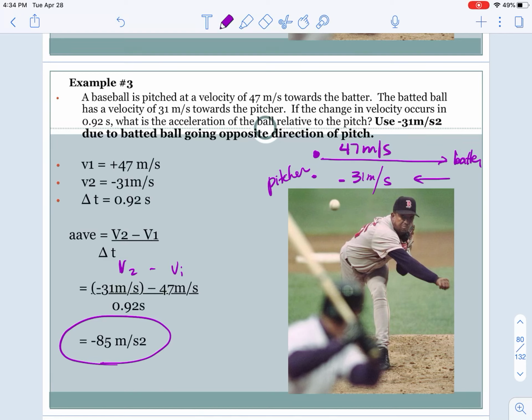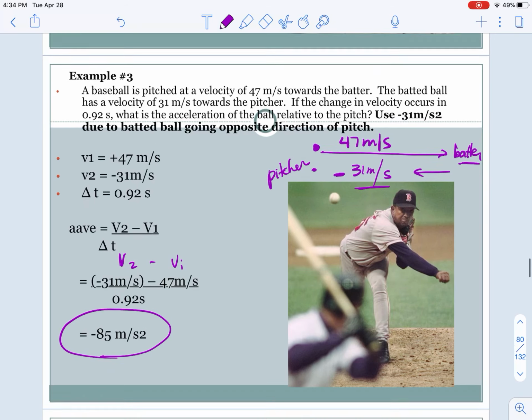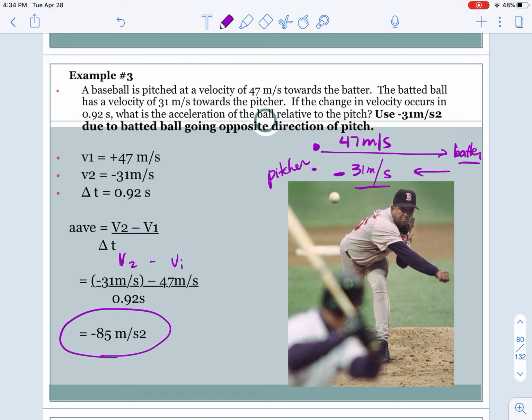Okay, the picture, last one for this section. I just drew a little picture here to show you that he's throwing the ball at 47 meters per second to the batter, but then the batter hits it back at 31 meters per second going the other way. So we've got to put a negative sign because it's going the other direction. Remember, you're going backwards. It's going to be indicated with a negative.